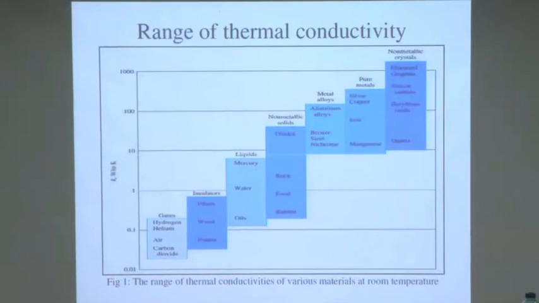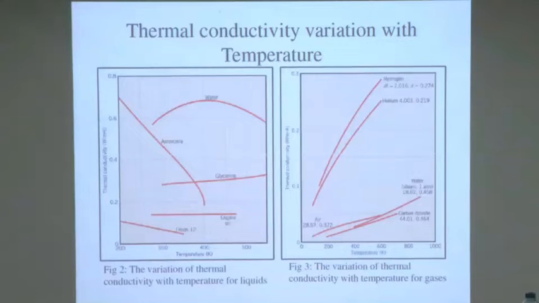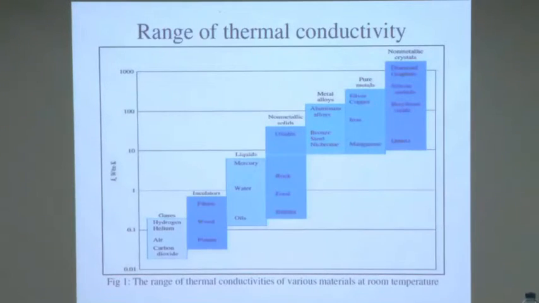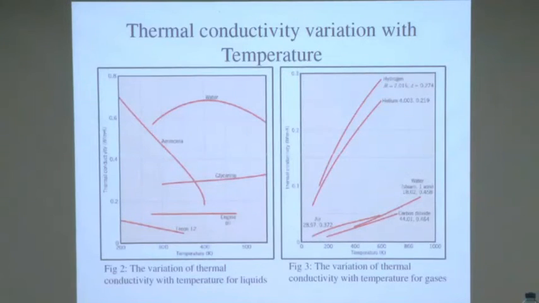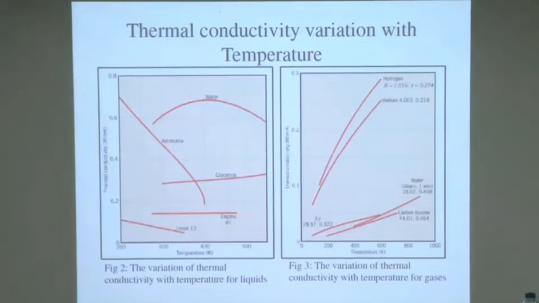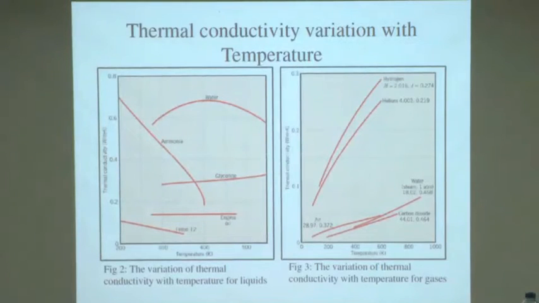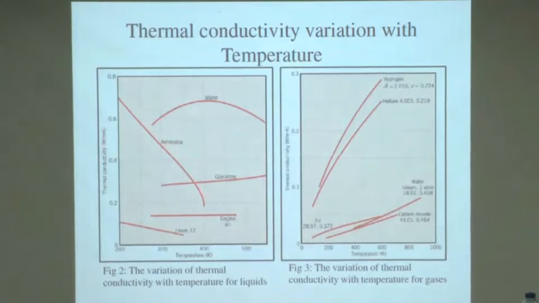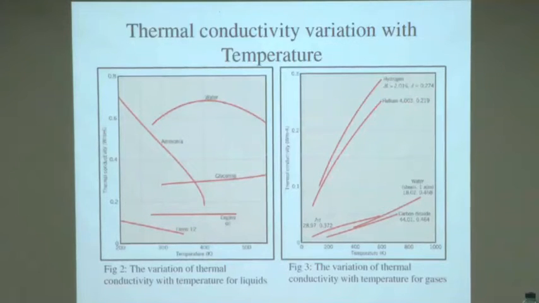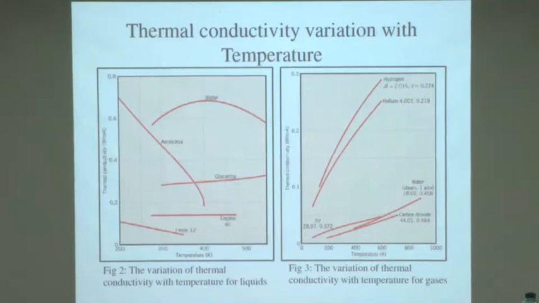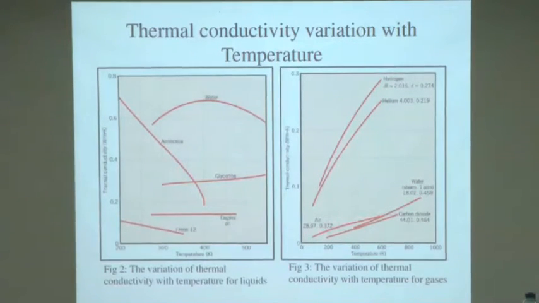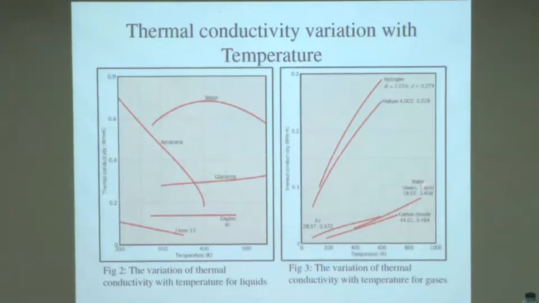Next is some representative figure of thermal conductivity variations with temperature. This is for liquids. Ammonia, there is a strong decreasing trend. This is for gases. For hydrogen and helium, there is a strong increase, strong influence of temperature in increasing the thermal conductivity, whereas for air, the thermal conductivity is less influenced by temperature. Then it is water and carbon dioxide.